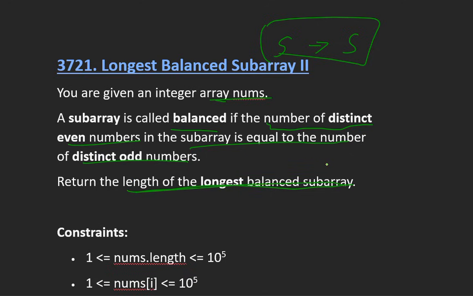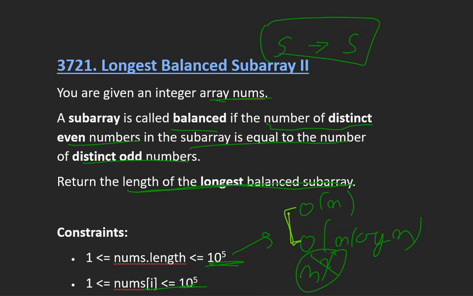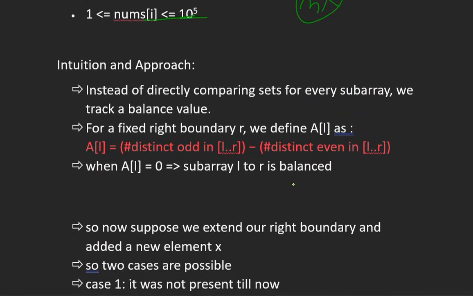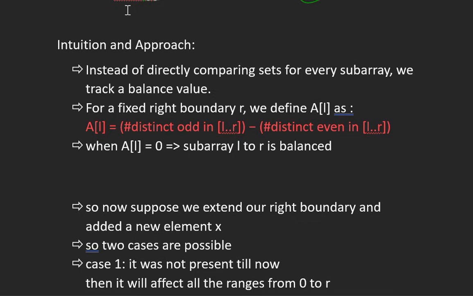If you see the constraints, the array length can be up to 10^5. So the possible solutions are either O(n) or O(n log n), right? O(n^2) will give us TLE, and the other thing is nums[i] can be up to 10^5. So we have to think of an approach that has time complexity of either O(n) or O(n log n). So let's see the intuition and the approach.